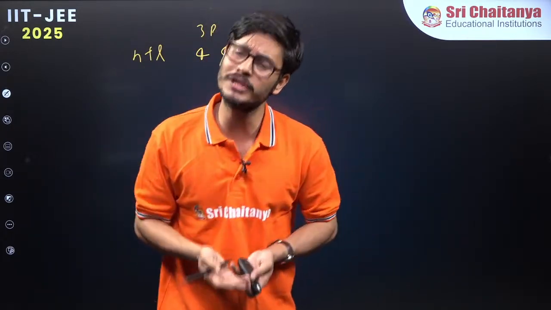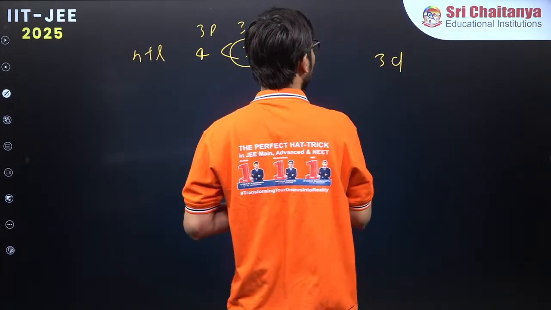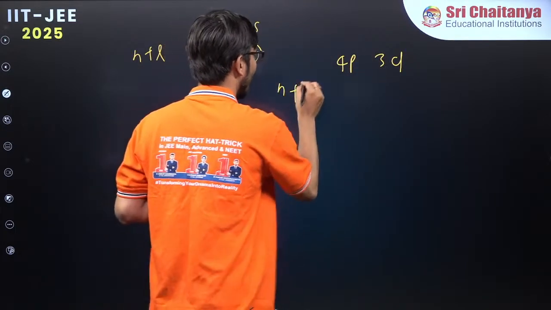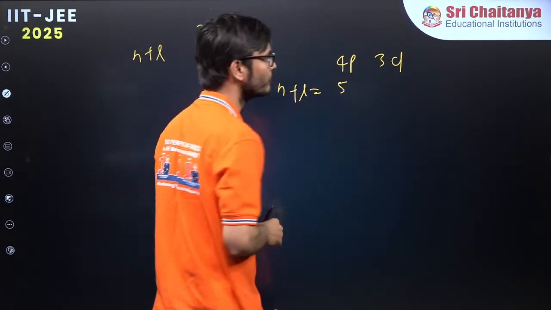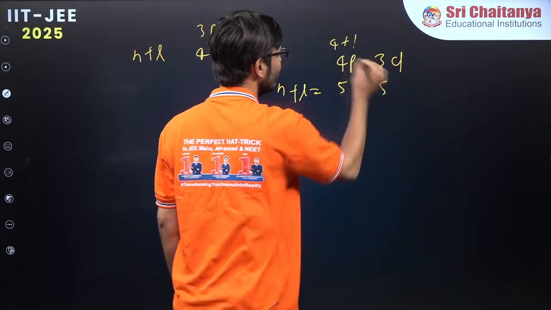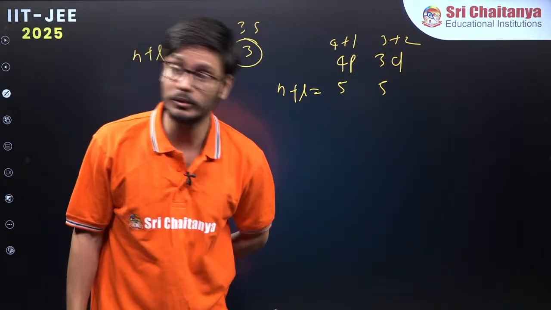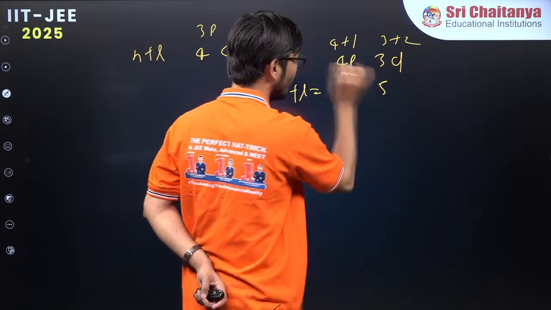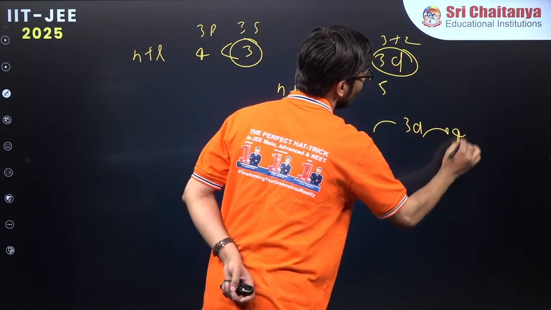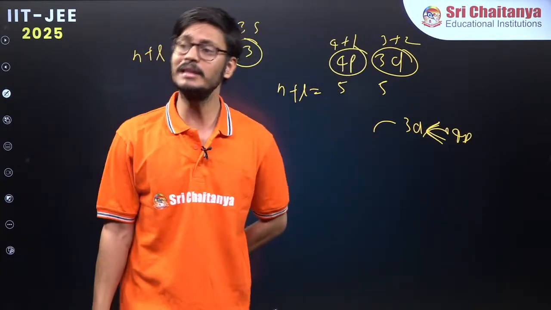If n plus L value is the same, for example, 3d and 4p. What is the n plus L value? For 4p it is 4 plus 1, 5. For d, what is the L value? 2. So 3 plus 2, 5. Both have the same n plus L value. How to start? Start with the lower n. So first you fill 3d and then you go to 4p, because the energy of 4p is more than 3d.